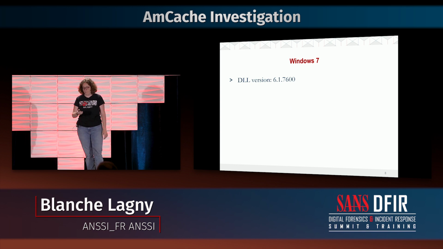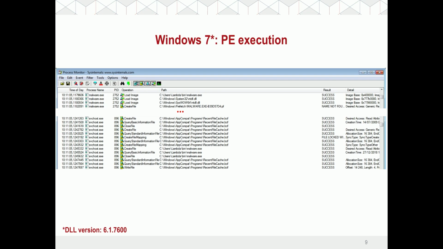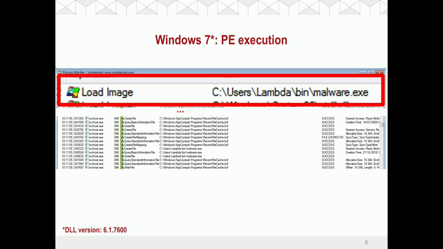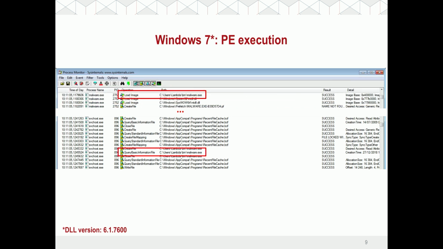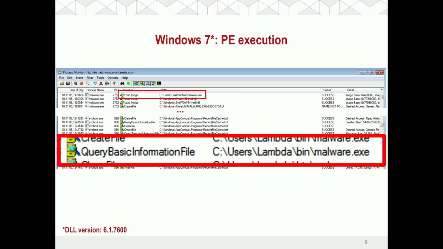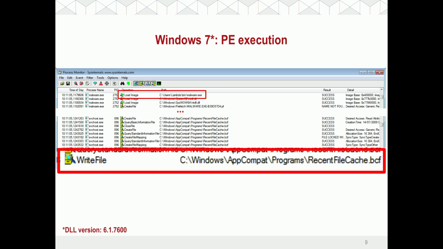First one, Windows 7. This is a view from Process Monitor, the Sysinternals tool. This is the first phase, when a binary gets executed on the system. This one is called malware.exe. As you can see, there's a process that queries some information about the file, and then writes inside recentfilecache.bcf, under Windows AppCompat Programs. This is the directory where you're going to find almost everything AmCache related, so this is the directory that you want to go look at.